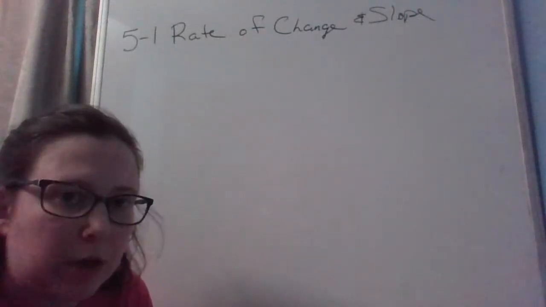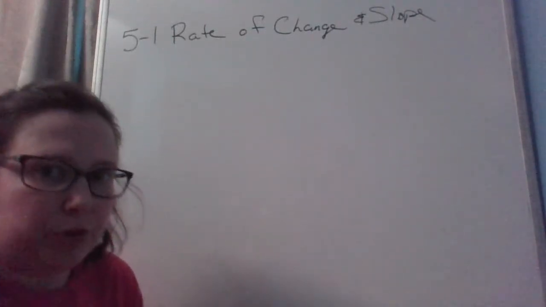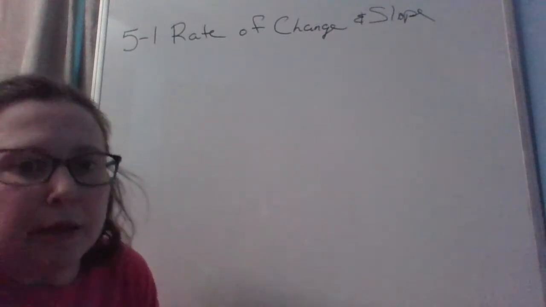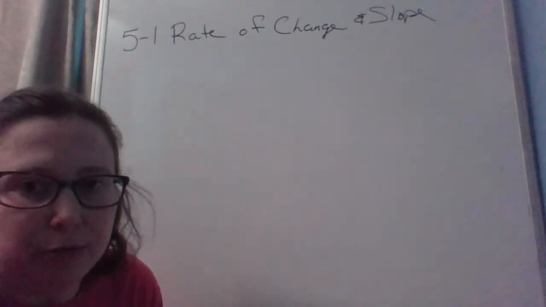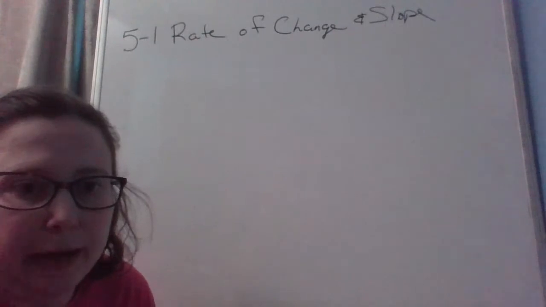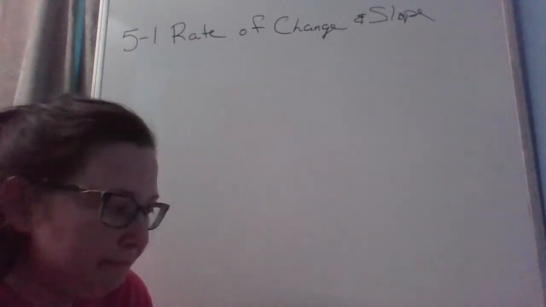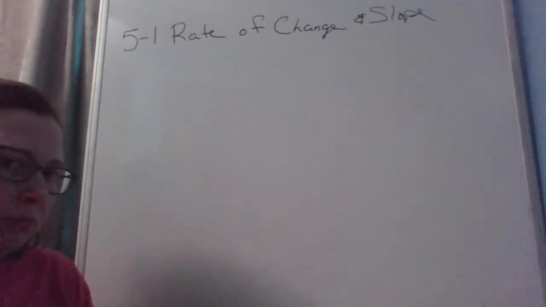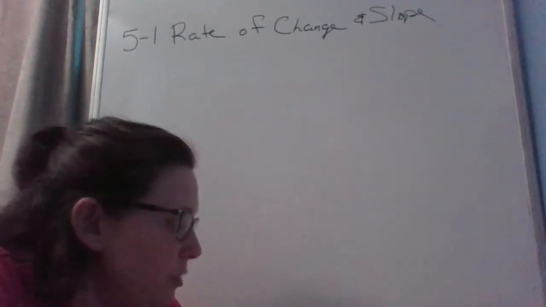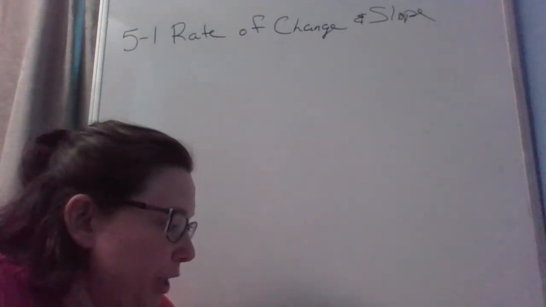Right, we are talking about 5-1, which is rate of change and slope today. There are two vocab words. If you would pause your video, do your heading and your vocab, and then come on back. Our first vocab word is rate of change.